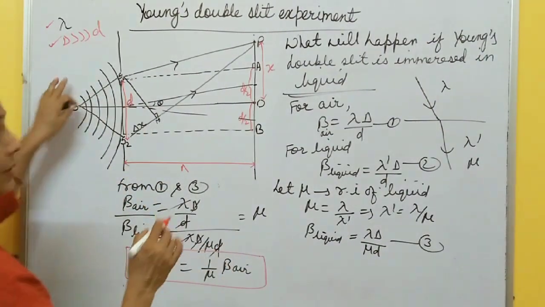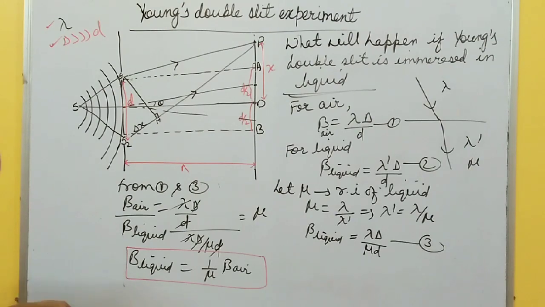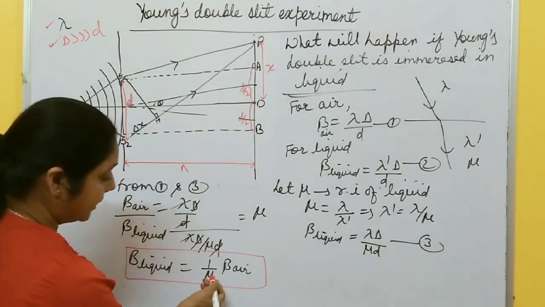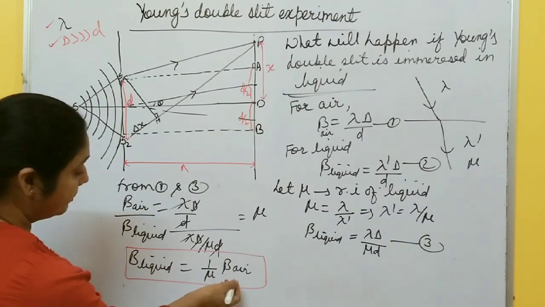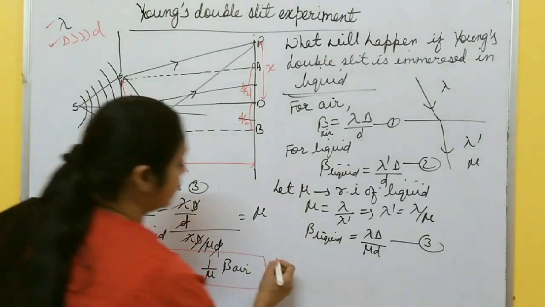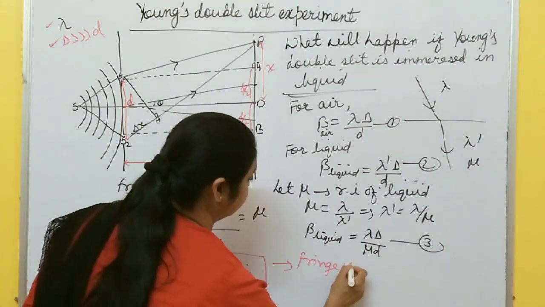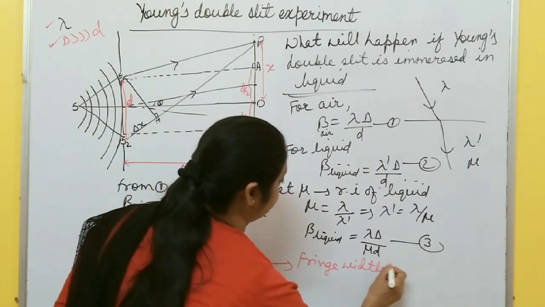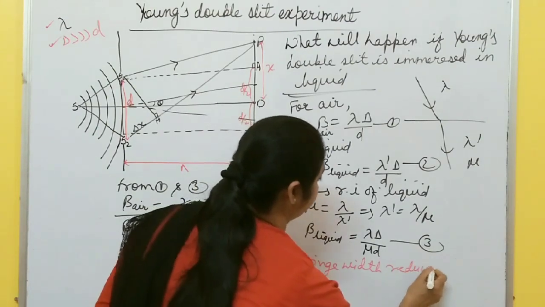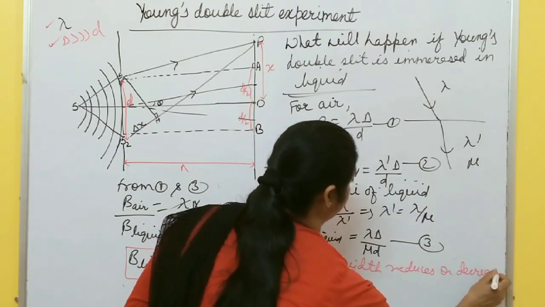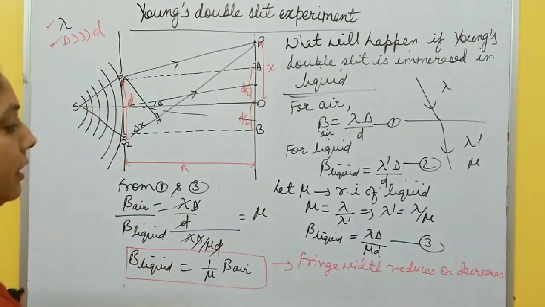So when this experimental setup is kept inside the liquid, does its fringe width increase or decrease? It decreases, 1 by mu times the fringe width of air. So you can write that fringe width reduces or decreases when kept inside the liquid. Okay, pause it and note down.